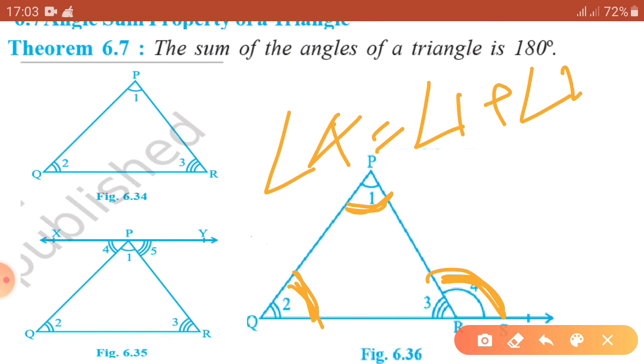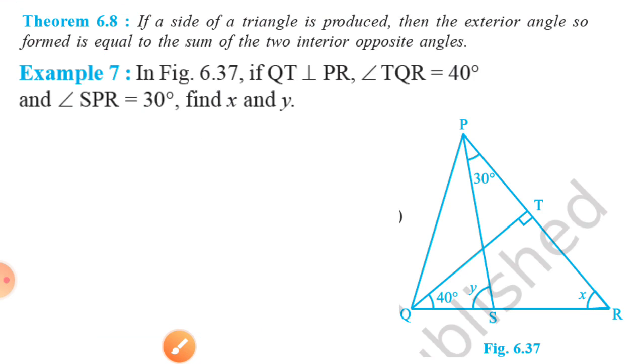Okay, go to the theorem 6.8. Now theorem 6.8 says that if a side of a triangle is produced, then the exterior angle so formed is equal to the sum of the two interior opposite angles. Already we have discussed using the figure number 6.36.